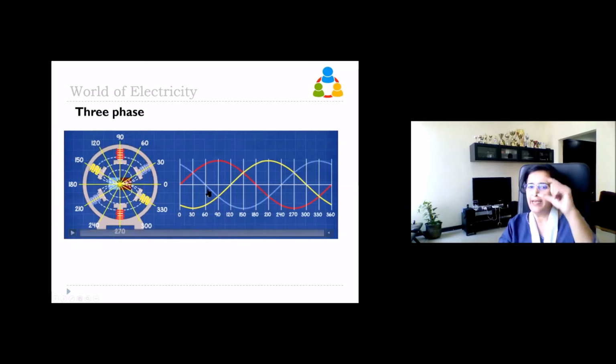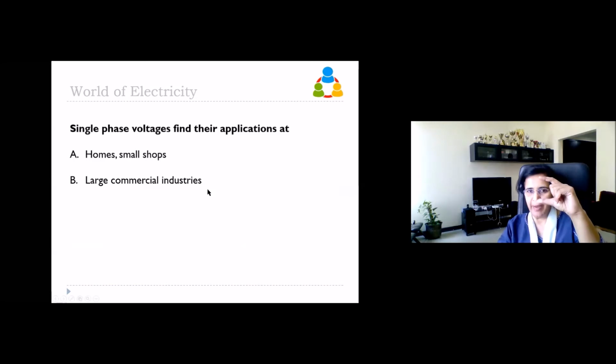But in our bulbs and batteries and all, it is just single phase direct current. Now, where does the single phase find its application? Yes, it is for small homes and small shops. And three phase is mostly used in large commercial industries, right? Everybody is getting the answer.